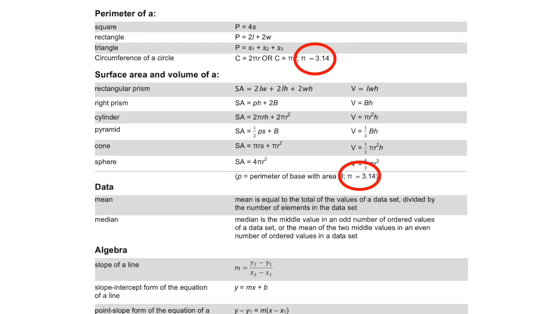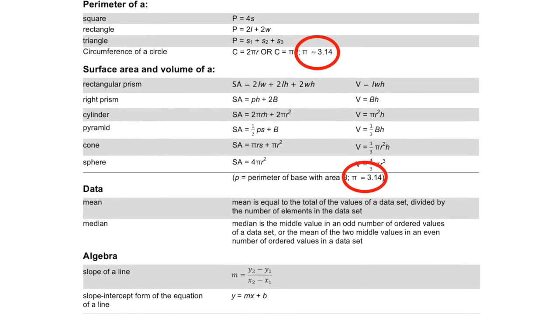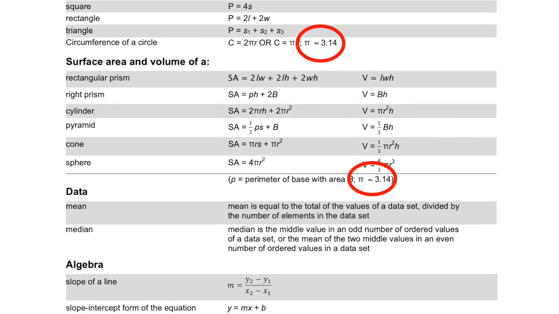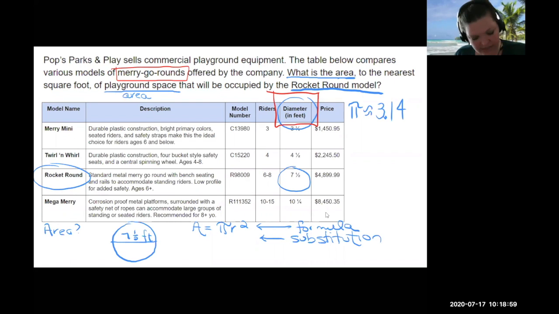If you look on your formula sheet, it says pi is approximately equal to 3.14. So it's not exactly 3.14, but close enough. So when I see pi, I can plug in 3.14.